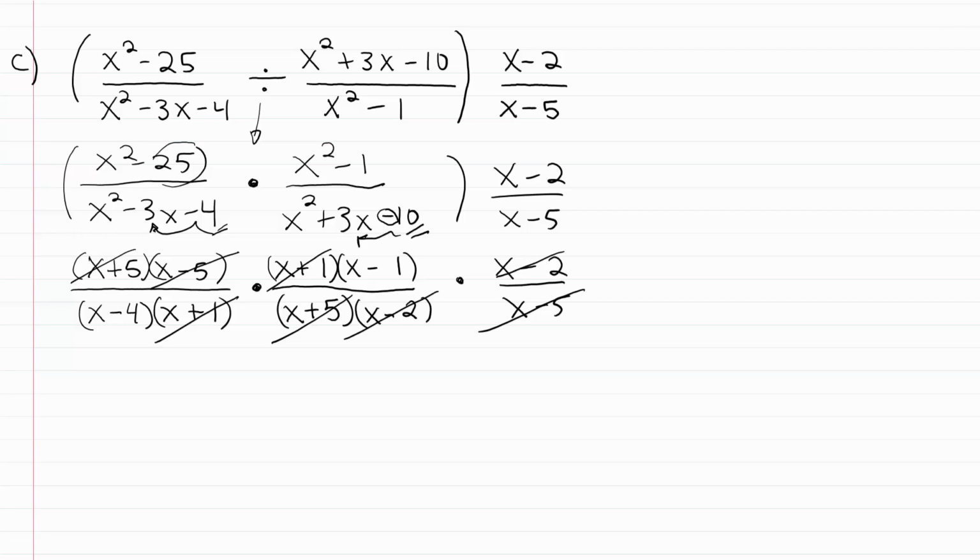So when we're all done, it looks like the only thing we have left standing is x minus 1 in the numerator. In the denominator, we have just x minus 4. And that's about as simple as it gets.